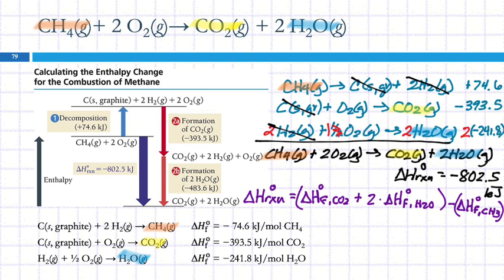So products minus reactants, like final minus initial. So we're forming these, and so those are positive, and then we're decomposing these guys, and those are negative. I left O2 out because the heat of formation of oxygen is 0, because it's an element in its standard state. So then what we end up with here is the heat of formation of CO2, which was negative 393.5. I'm leaving the units out because I don't have enough space.